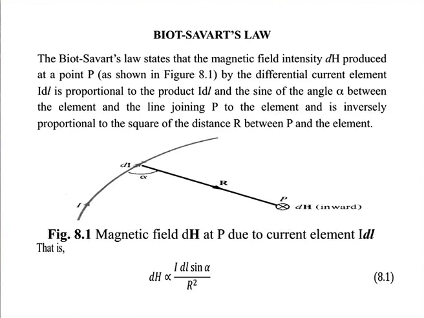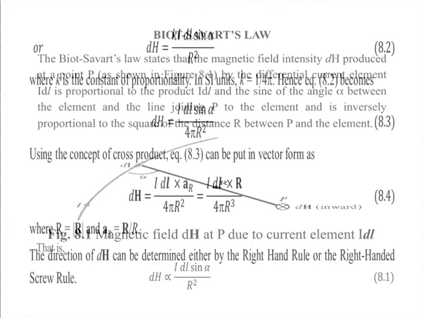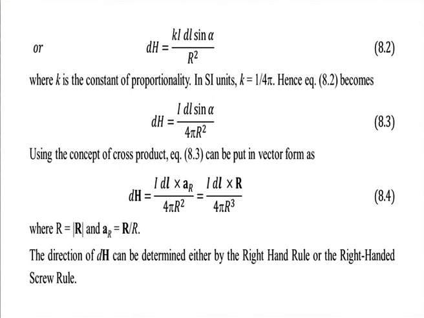and when we take the constant of proportionality, then it becomes dH is equal to k I dL sine alpha by r square, which can be written as dH is equal to I dL sine alpha upon 4 pi r square, where the constant of proportionality k is equal to 1 by 4 pi. Using the concept of cross product, the above equation can be put in the form of dH is equal to I dL cross vector r upon 4 pi r cube, where r is mod of vector r and unit vector a_R is equal to vector r by r.